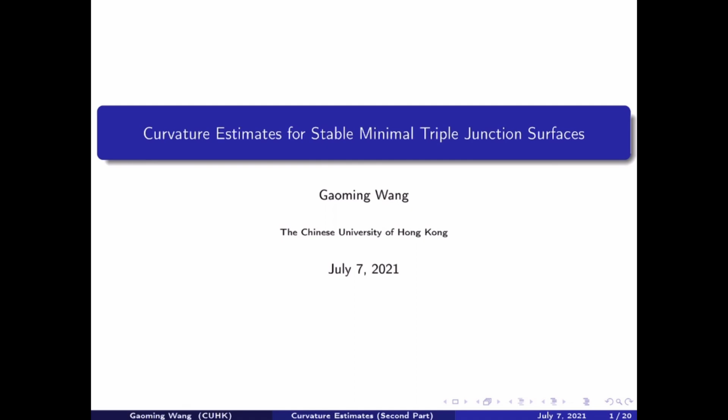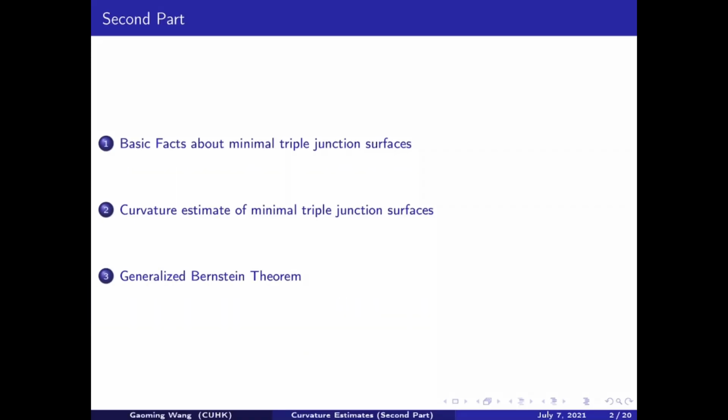In this part, I will talk about the curvature estimate for stable minimal triple junction surfaces. These are the main topics in this part, including the definition of minimal triple junction surfaces, curvature estimate, and how to get the generalized Bernstein theorem from our curvature estimate.